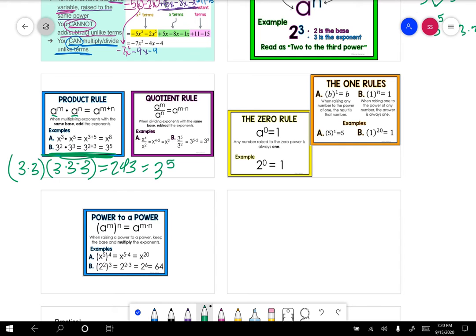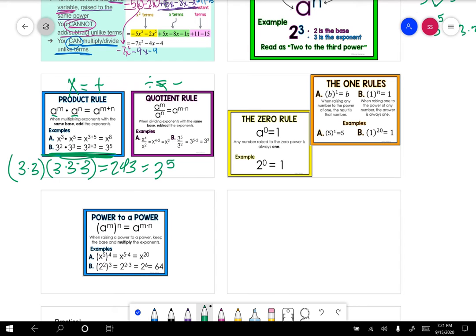So if we have a to the m times a to the n, you would have a to the m plus n. Getting tongue twisted there. And I'll go over some examples of this. But quotient rule, basically the same thing, but instead of adding the exponents, we would subtract them. I know it's confusing, but if we're multiplying, we add the exponents. And if we're dividing, we subtract them.